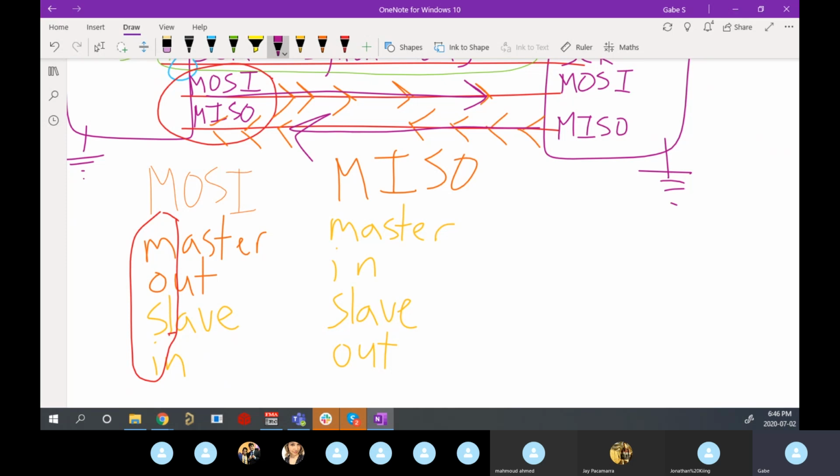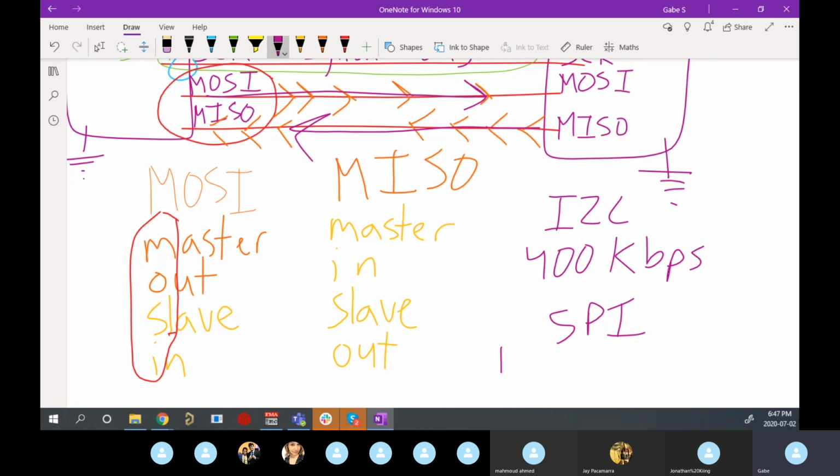And that makes SPI really fast. A lot faster than I2C, for example, where I2C usually, the standard to max out at is about 400 kilohertz, or 400 kilobits per second. There are exceptions. There's like ultra fast mode or something that can go up to 1 megabit per second, but in SPI, it's very standard to be anywhere from like 1 megabit per second up to even like 50.